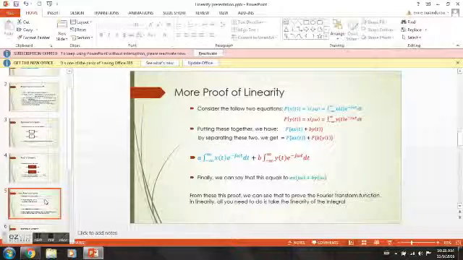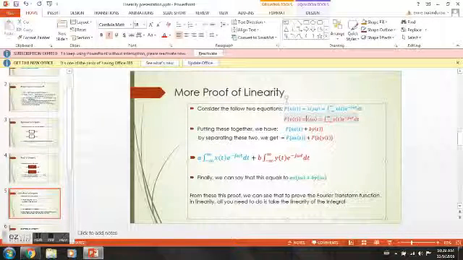Proof of linearity. Consider the following two equations. F{x(t)} equals X(jω), which is equal to the integral from negative infinity to positive infinity of x(t) times e to the negative jωt dt. We have F{y(t)} equal to Y(jω), which is equal to the integral from negative infinity to infinity of y(t) times e to the negative jωt dt.